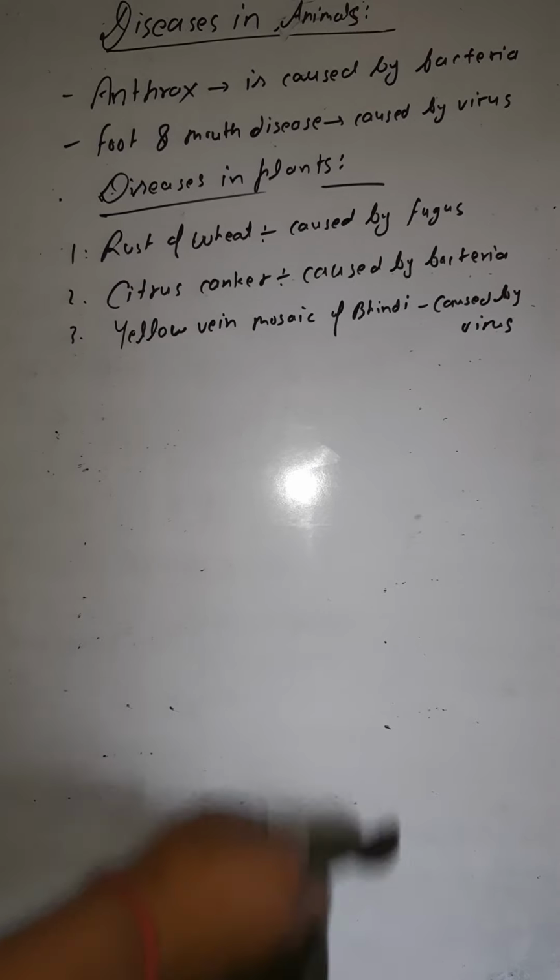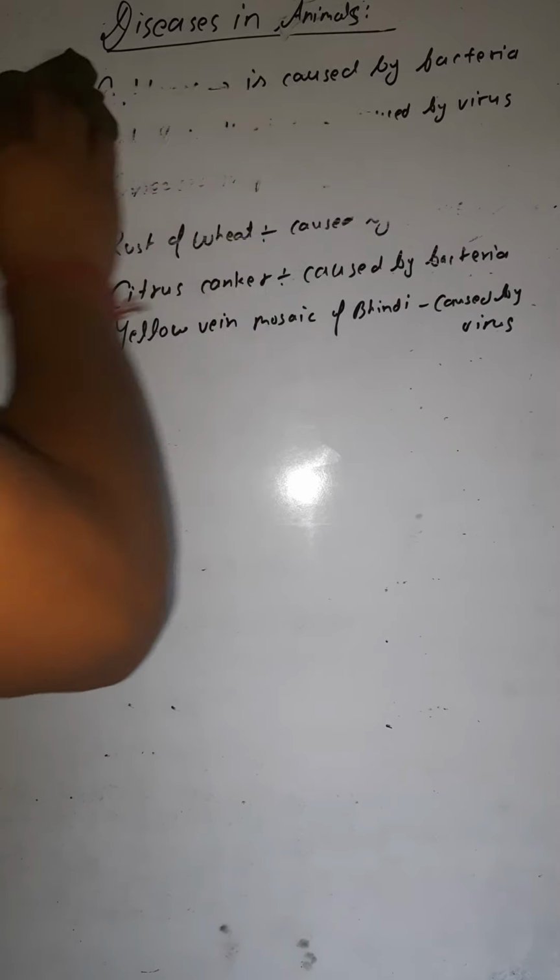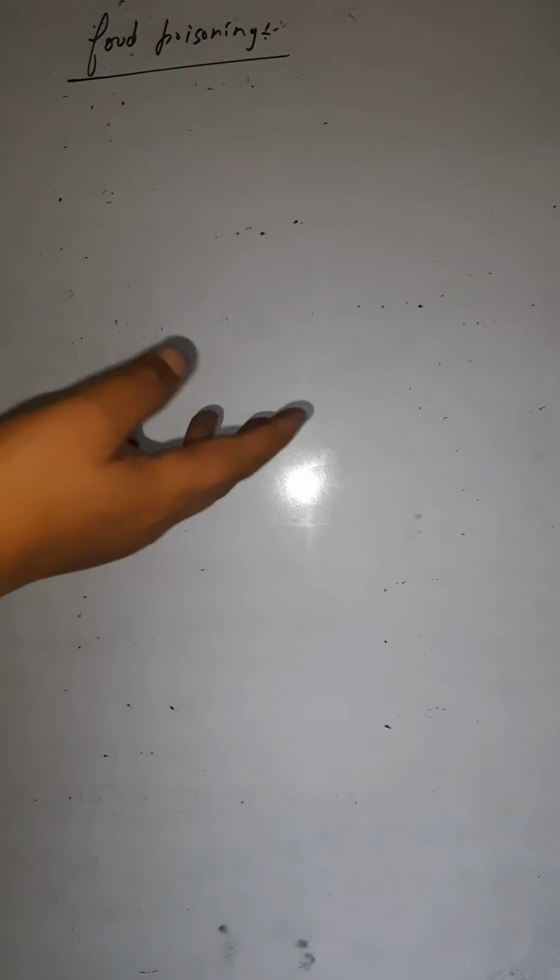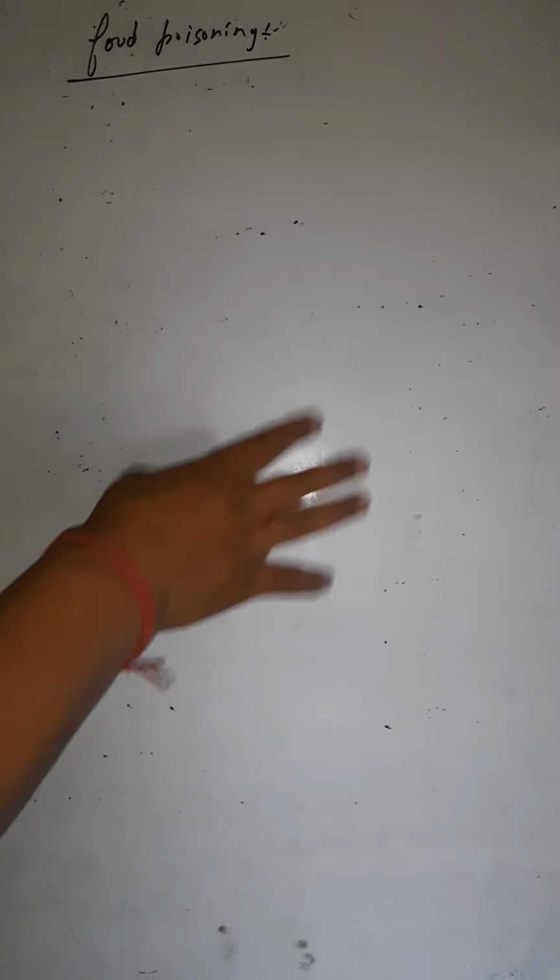Now, if you have written this, let's move ahead and discuss some other important topics of this chapter. The first one is food poisoning. So what is food poisoning? This is due to the consumption of food that is spoiled by microorganisms or microbes. Suppose you keep a raw mango out for certain days and then consume it, it leads to food poisoning.